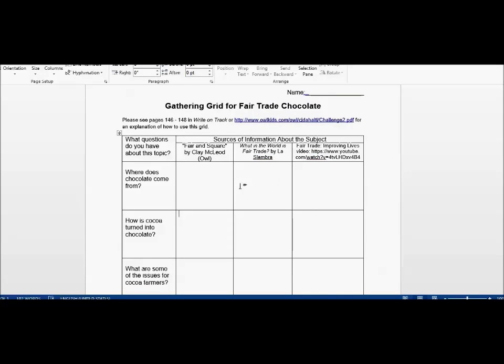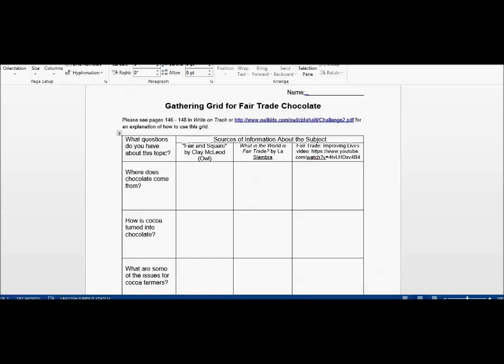In this case, I am going to use the three sources of information that you have already looked at: the Fair and Square article, the What in the World is Fair Trade Educational Toolkit by La Siembra, which included the split image routine activity with the pictures of cocoa harvesting and the steps in that process, and the Fair Trade Improving Lives video that can be found on YouTube at this address here.